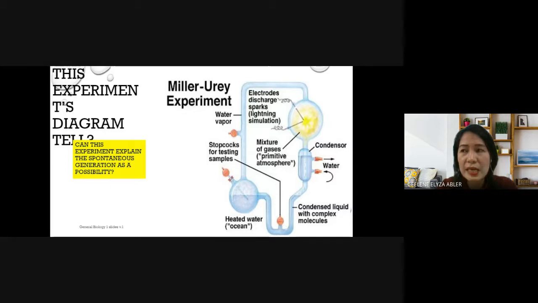Venus, class, is classified as a primitive planet because it has very high carbon dioxide in the atmosphere, and it's not only volcanic eruptions that drive the cycle of a planet. Okay? So once the condensed liquid form is collected, if you get samples and let it sit for a while, that's the time that the macromolecules are actually created.